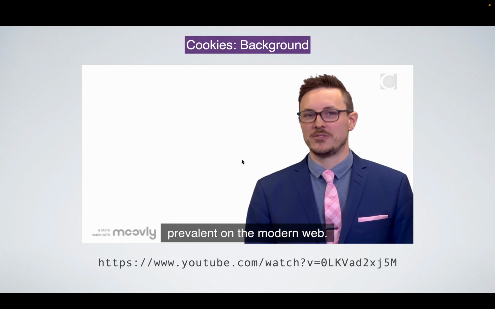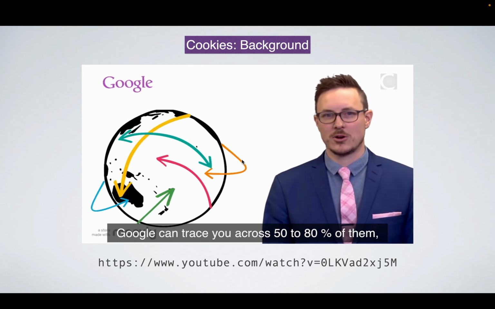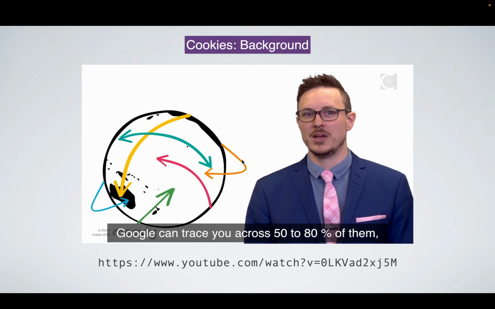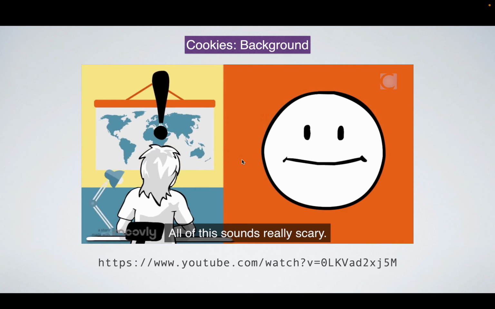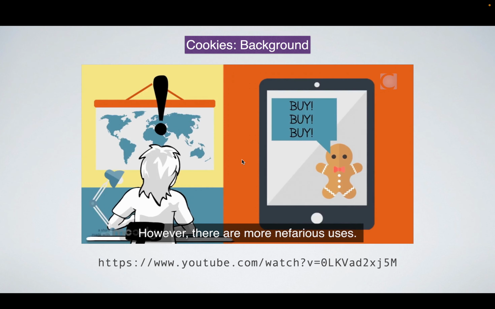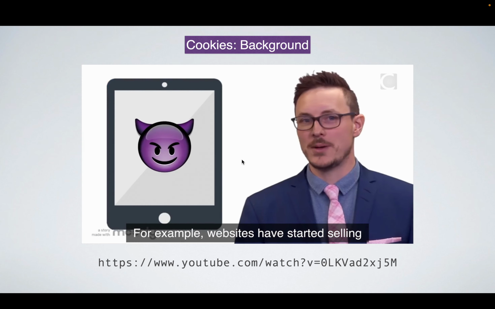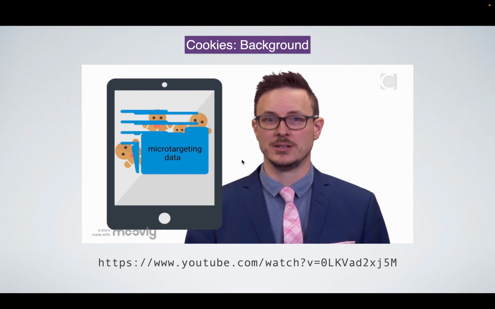Using cookies in this way is prevalent on the modern web. Of the million most popular websites, Google can trace you across about 50 to 80% of them, while Facebook can track you across a third. Now, all of this may sound very scary. You should know that cookies are primarily used for advertising. However, there are more nefarious uses. For example, websites have started selling digital dossiers to political campaigns for micro-targeting.